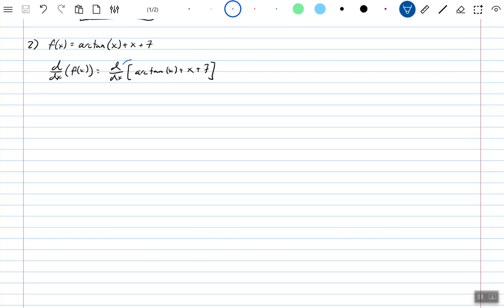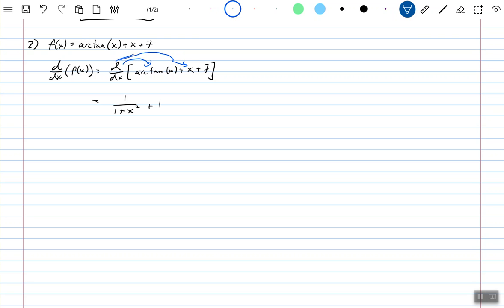First what we need to do is take the derivative of arctan. So this is equal to the derivative of arctan of x. But what is the derivative of arctan of x? That is just 1 over 1 plus x squared. And then we have to do the same thing with the next part. We have to take the derivative of x. But what is the derivative of x? Well, that's just plus 1, right? Derivative of x is 1.